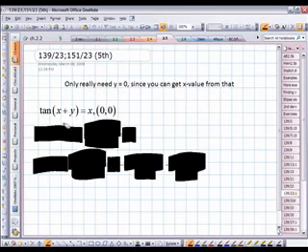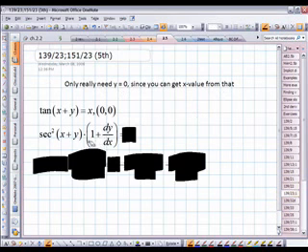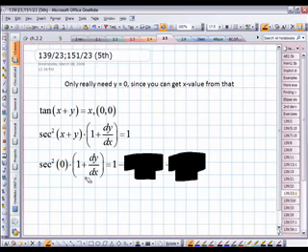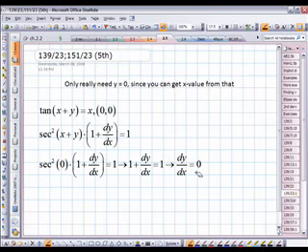So derivative of tangent is secant squared, derivative of x plus y is 1 plus dy dx, because the derivative of x is 1, derivative of y is dy dx, derivative of x is 1. And then we plug in 0 for x and y. So secant squared of 0, 1 plus dy dx equals 1. Secant of 0 is 1, so this just goes away. 1 times this doesn't change anything, and so dy dx therefore is 0.